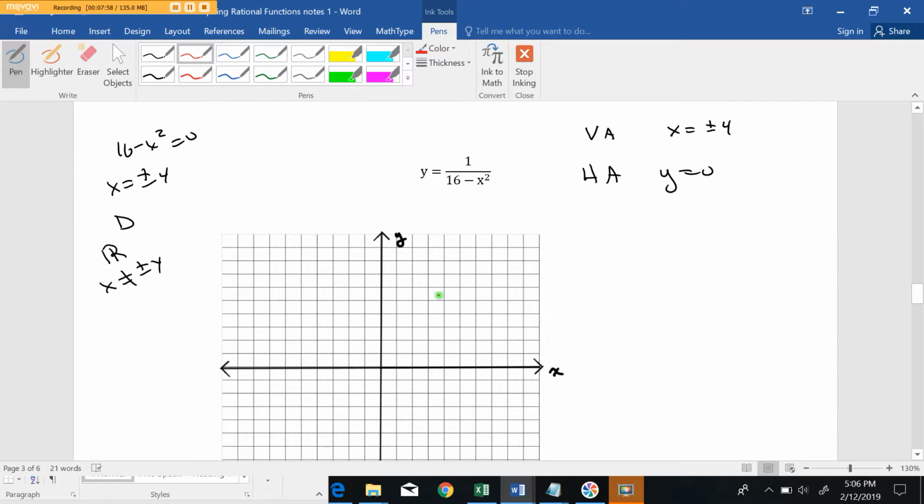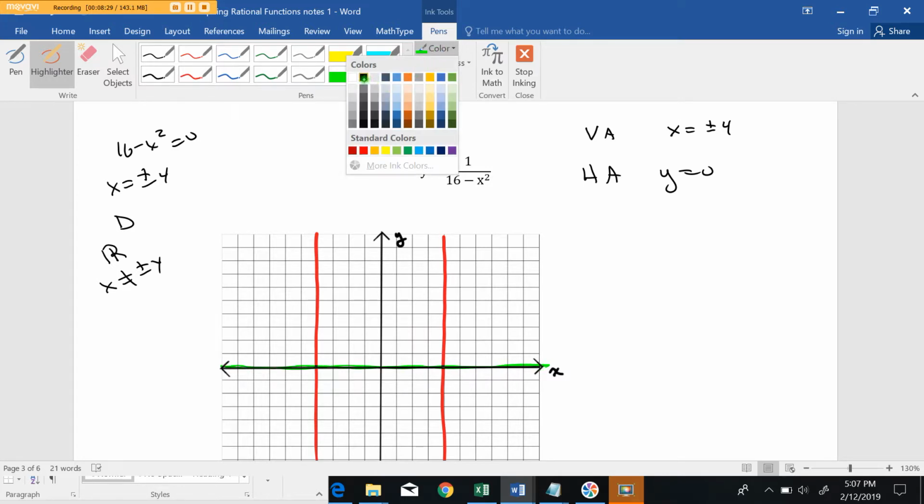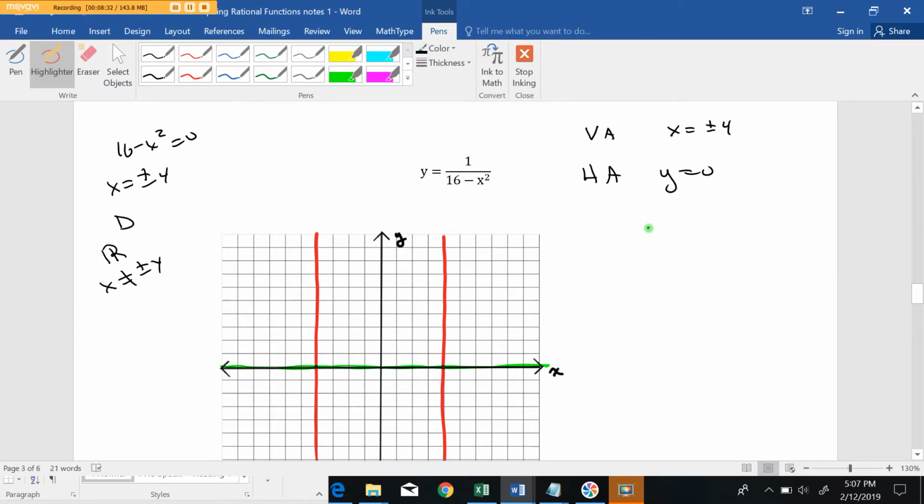1, 2, 3, 4. Negative 1, 2, 3, 4. Okay, we're good. Been using green here, let's stick with that for the horizontal asymptotes. Almost can't see it there. There we go. All right, now that we've got the asymptotes in, we can start plotting our function. Again, you typically just need a few data points once you have those asymptotes.